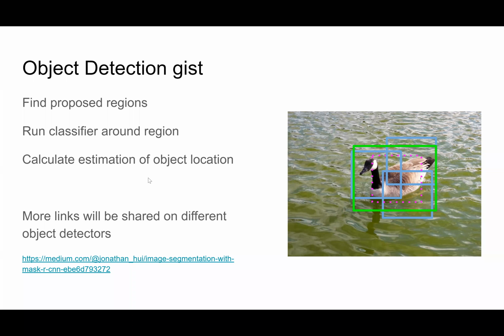Like if you have done classification before, like a ResNet or one of those. It'll run a classifier around the area, find in this case the goose, where it thinks the best fit is, and then estimate where the goose is. Then it would draw a box around it. This is a high-level version, and they all work a little bit differently, so you can read more about them later.